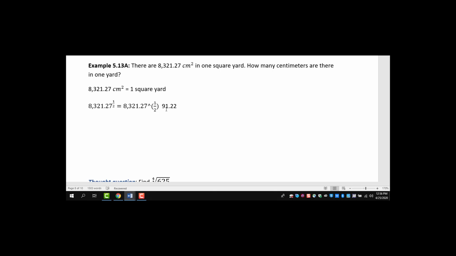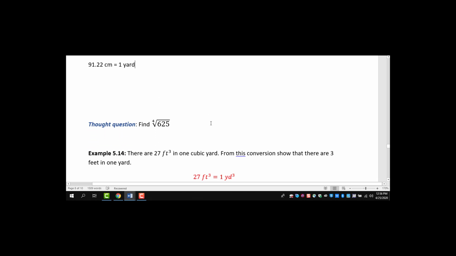So what you should get is 91.22. But 91.22 what? Because we're going to take the square root of the whole thing. The square root of centimeters squared is centimeters. The square root of a square yard is a yard, because this is the same thing as yard raised to the 2nd power. So now we have our answer: 91.22 centimeters equals 1 yard. They're per 1, like miles per gallon.